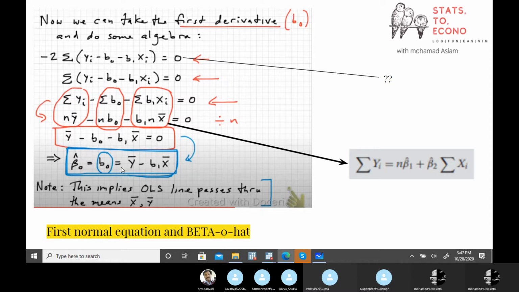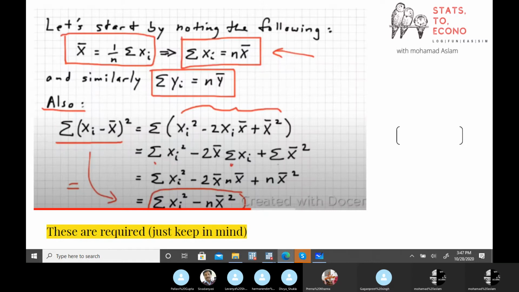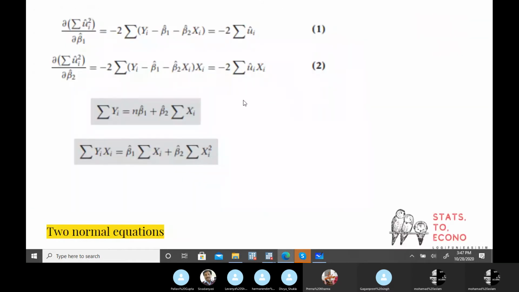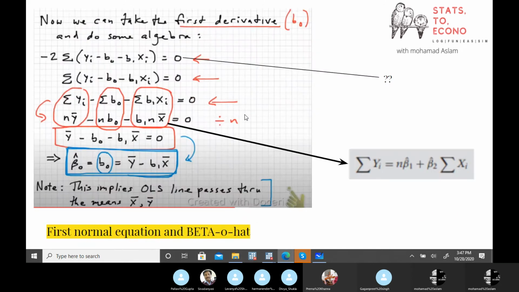Any doubt so far? This is how we can get the value of the intercept coefficient. We are using the OLS method, the ordinary least squares method. We are minimizing the sum of squares. Does anyone have any doubt about the first, intercept term? We have only solved the first equation, and with it we get the value of beta 1 hat. So next we need the beta 2 hat value.